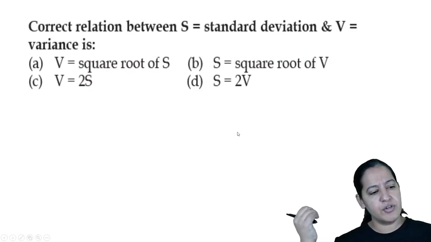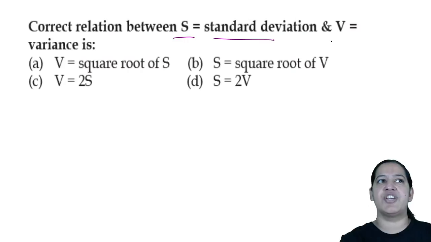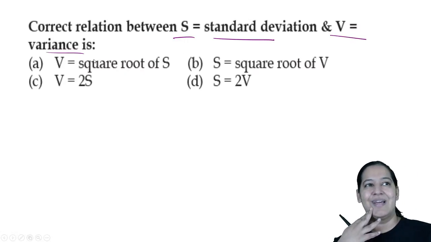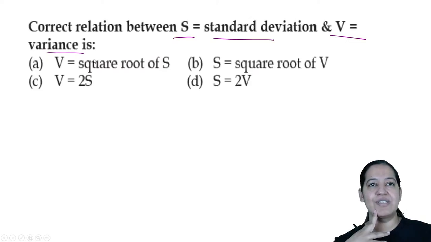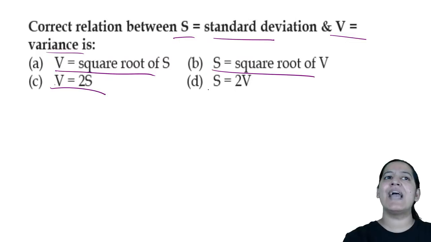This is the next question in front of you. If S is indicating standard deviation and V is indicating variance, what is the relationship between them? S and V ke beech mein kya relationship hai? Who will tell me? The four options are in front of you. V is the square root of S. S is the square root of V. V is 2 times S. S is 2 times V.